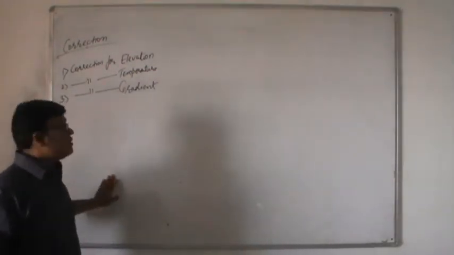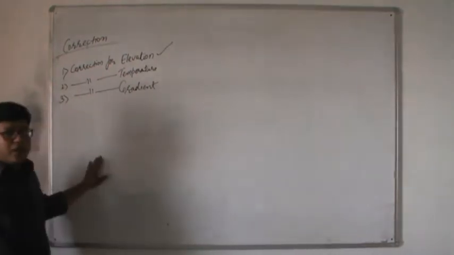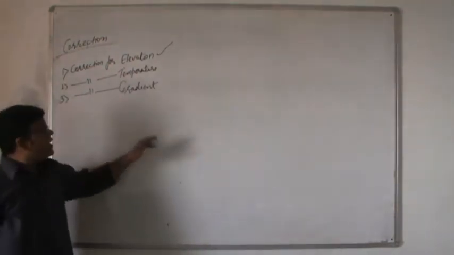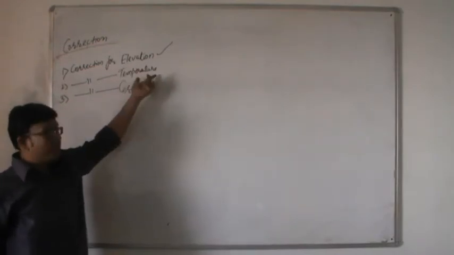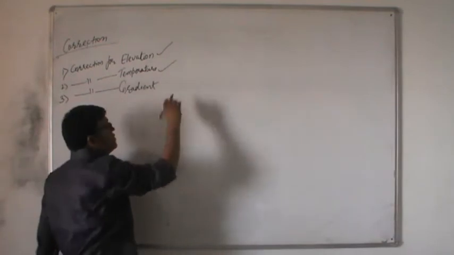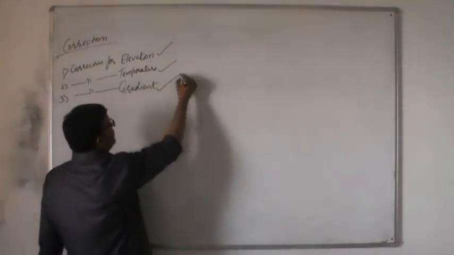Whenever we apply, first of all, we will look for the correction of elevation. This will be applied on top priority, means first of all, it will be applied to the basic runway length. Then, after applying this correction, we will go for the correction for temperature. After that, at last, we will move to the correction for gradient. So, this will be applied the last one.